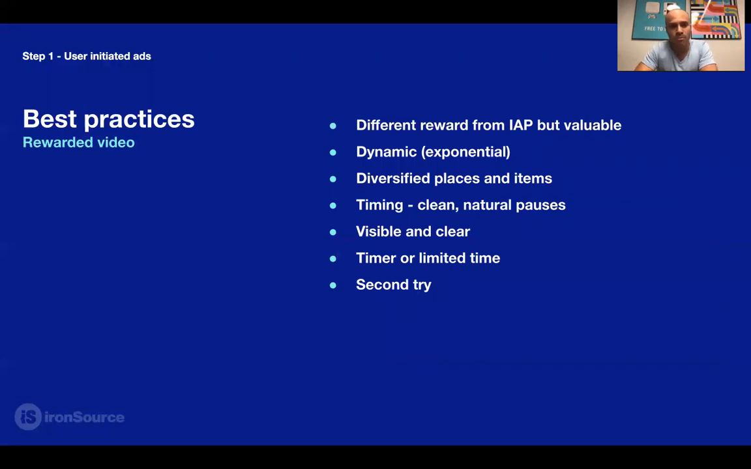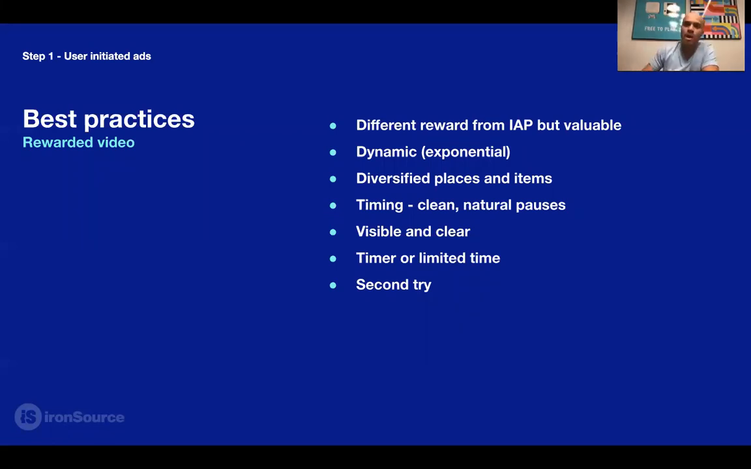Some best practices for rewarded video. So first of all, the most important practice is to differentiate the reward, if possible, the reward type from your IAP. Because if you have the same reward in the store and in rewarded video, then your cannibalization can potentially be higher. Second is to have it exponential and dynamic, meaning that the reward that you give in level 1 shouldn't be the same as the reward you give in level 100.